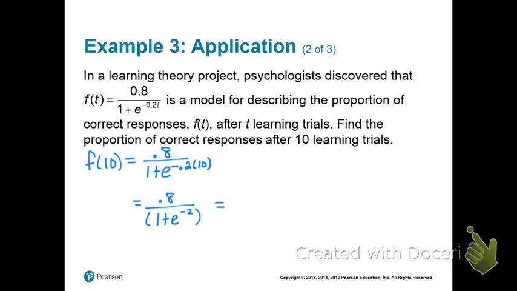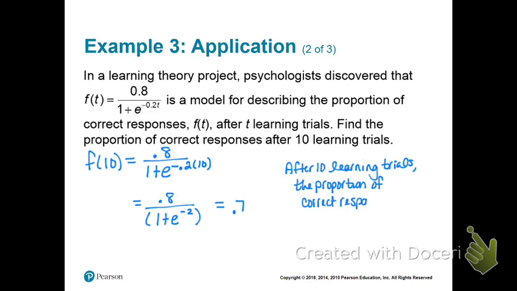All right, so let's put that in our calculator. All right, so we get 0.7. So it tells us that after 10 learning trials, the proportion of correct responses was 0.7.